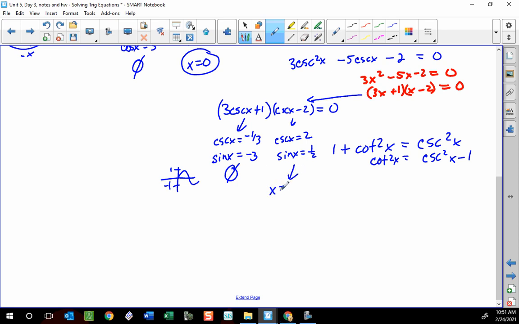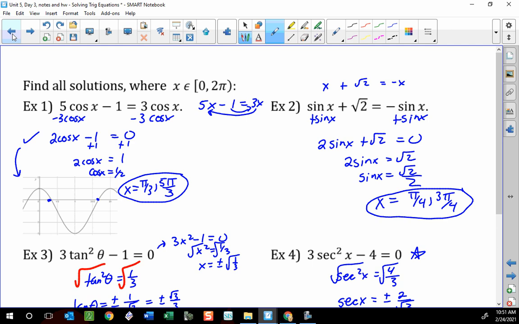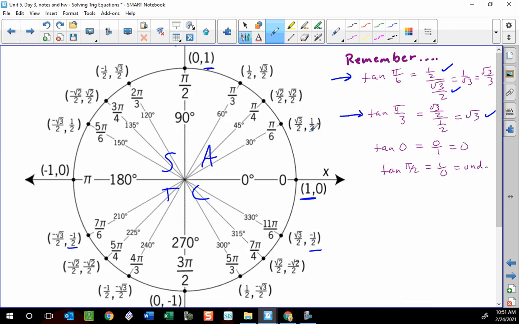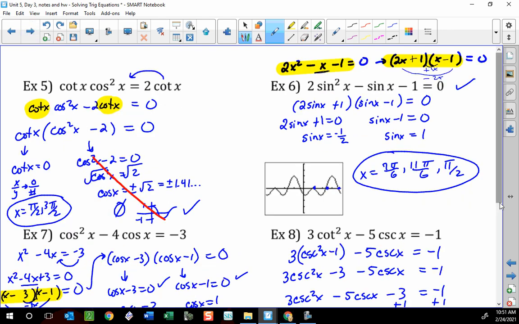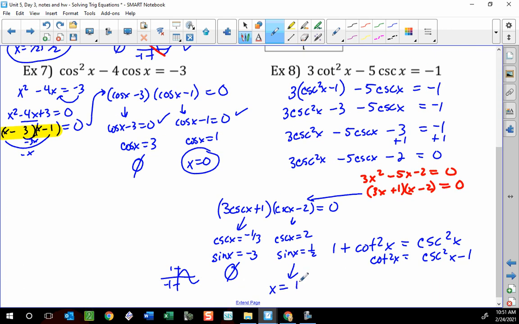When is the sine 1/2? I go to my unit circle, take a look. The sine is 1/2 here, and it's also 1/2 here. So pi over 6 and 5 pi over 6. My answer, pi over 6 and 5 pi over 6. And there you have it.